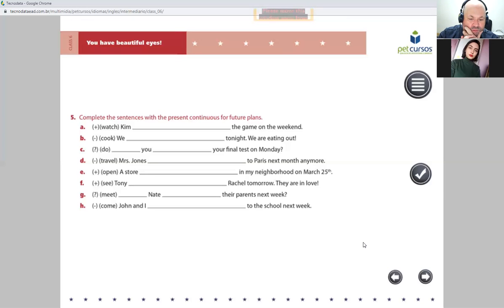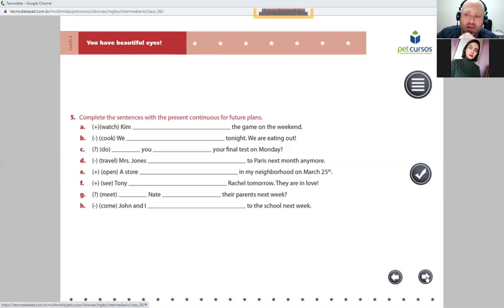Is Nate meeting their parents next week? John and I aren't coming to the school next week. Yeah. Aqui essa frase G aqui tem um negócio errado. I don't know if it's wrong, but it's funny. Né? Is Nate meeting their parents? Mas e se os pais forem do Nate? Daí não é their, right? Yeah, he is, yes. Is Nate meeting his parents next week? Their parents? I don't know. Só se ele vai encontrar os pais de outra pessoa, né? Não os dele. Their parents. E de mais de uma pessoa ainda. Ok. Ou tá falando dos pais do Nate e do irmão dele. Aí até poderia ser. Ok.